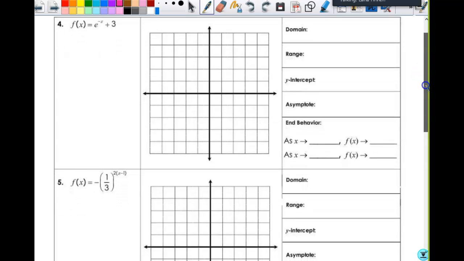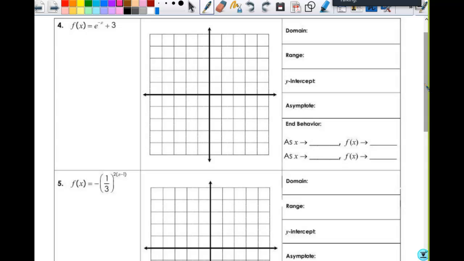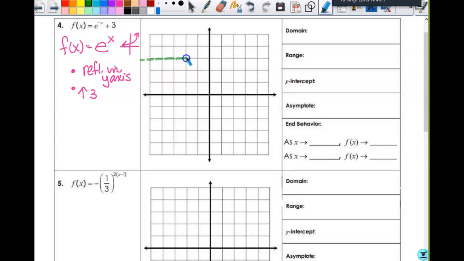So this is a natural base. So f of x is equal to e to the x, which means my basic parent function looks like that. I have 2 things going on. I'm going to reflect, and since it's affecting x, it's going to be in the y-axis. And then I'm going to go up 3. So I'm going to go ahead and take care of my asymptote. Since it was at y equals 0, we go up 3. It's up here.